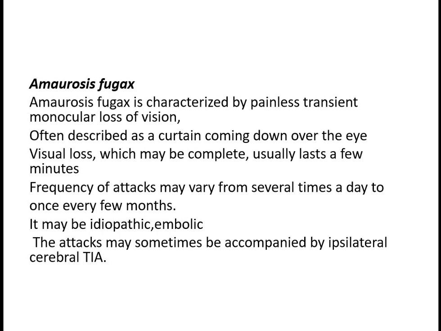We come to a term called amaurosis fugax. Amaurosis fugax is characterized by painless, transient monocular loss of vision, often described as a curtain. The patient describes it as a cloud or blackness coming down over the eye, and it lasts for a few minutes. The patient may say it comes several times per day, or maybe once a month, like a black curtain coming down in front of the vision. Lasts for a few minutes.